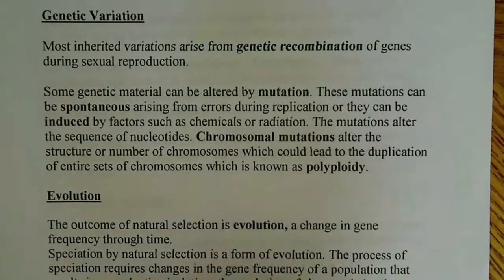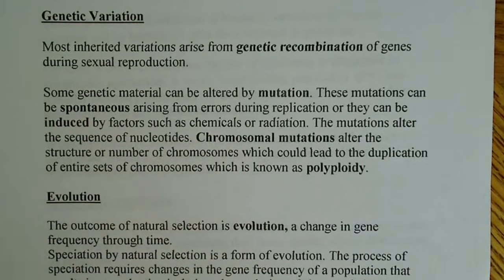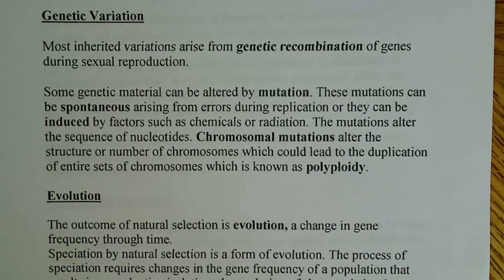So the next thing to talk about is genetic variation. Most inherited variations arise from genetic recombination of genes during sexual reproduction. So it's important to understand that this recombination happens during sexual reproduction. There are other forms of recombination that occur between bacteria that are not sexual. Obviously, they're asexual. They usually reproduce by what's called binary fission, but that's not so important. We're talking about genetic variation during sexual reproduction. So that's where most of it comes from.